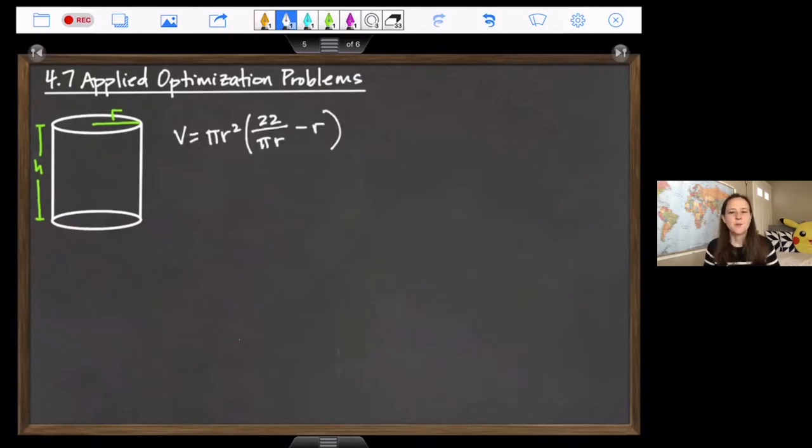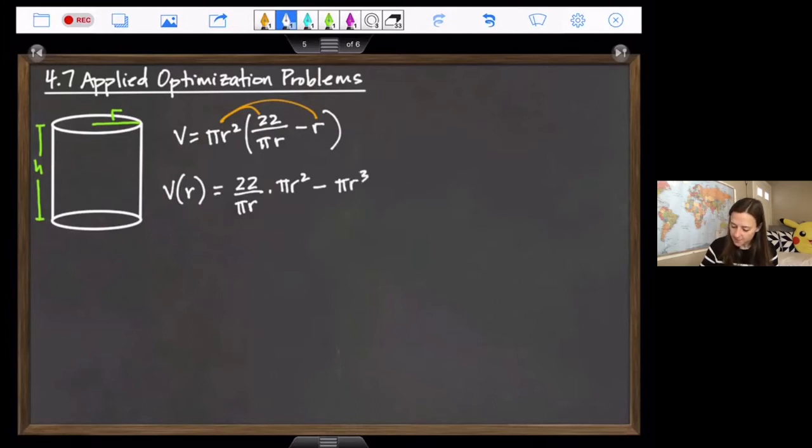All right, so here's our formula that we had at the bottom of the last slide, pi r squared times our expression for h. Let's go ahead and simplify this. We're going to distribute this pi r squared to both of these terms just to make it look better. I'm going to start calling this V of r now that we've got it down to one variable. So I've got 22 over pi r times pi r squared minus pi r squared times r. That's going to be pi r cubed.